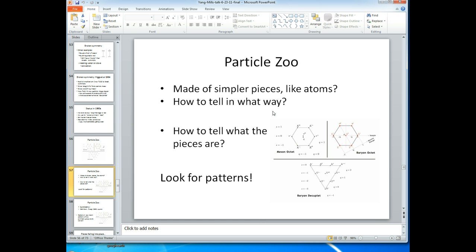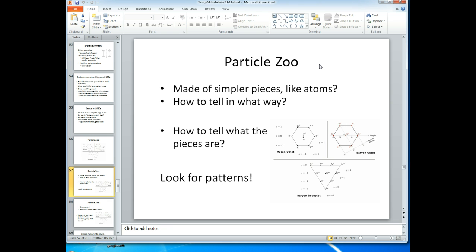And so whenever you have a huge number of things, but they seem to have some patterns and properties, maybe what's going on is they're made of simpler pieces. Like in the story of chemistry, people discovered that what the world was made of was not millions of different random stuff. It's molecules made of atoms, and there aren't that many different kinds of atoms. So are the particles that they're seeing in the 60s made of simpler pieces? How to tell in what way they're made, how to tell what the pieces are and what their behaviors are?